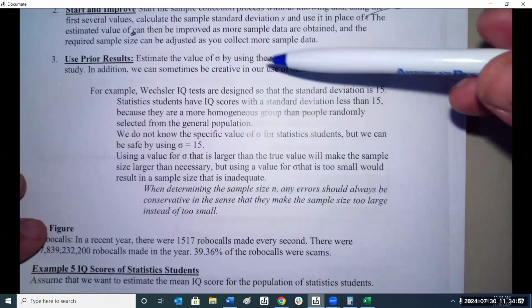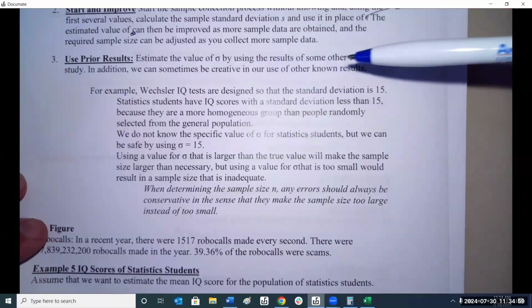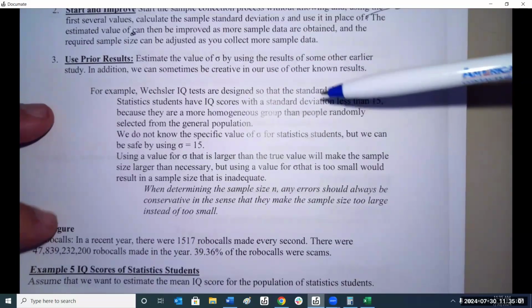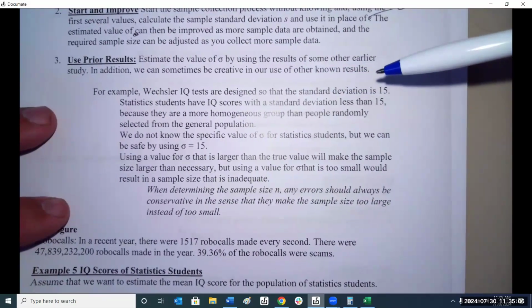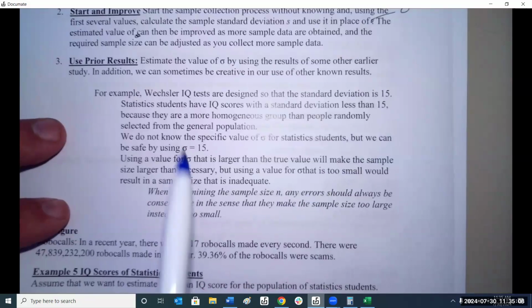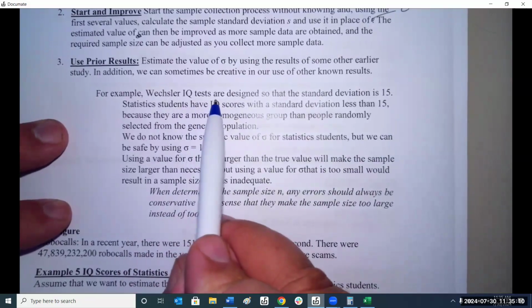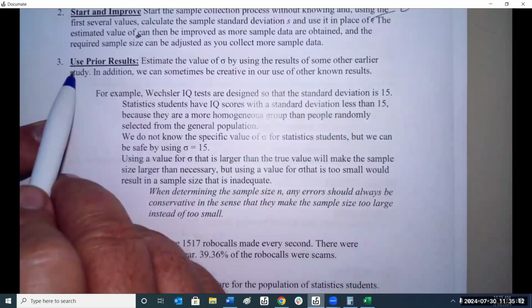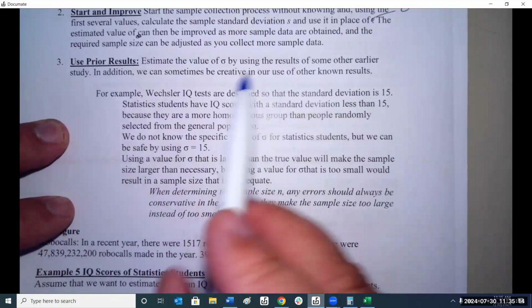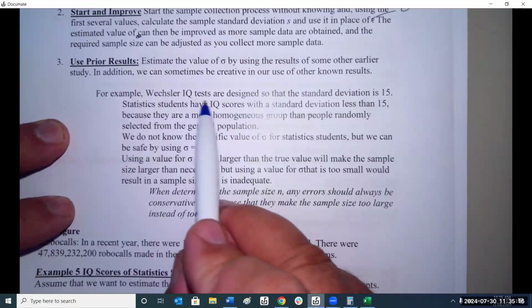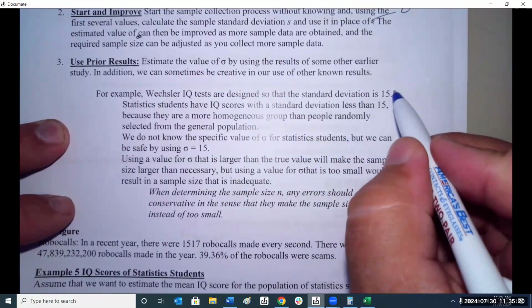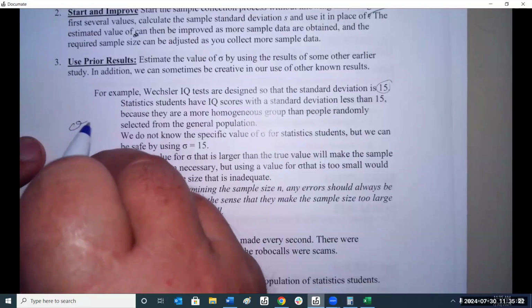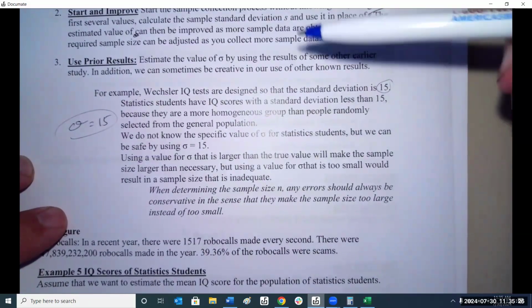Prior results: estimate the value of rho by using the results from other earlier studies. In addition, we can sometimes be creative in our use of other known results. For example, with IQ tests, this is a prior result, so this is already known. IQ tests are designed so that the standard deviation is 15. So we don't have to calculate it. It's given to us.